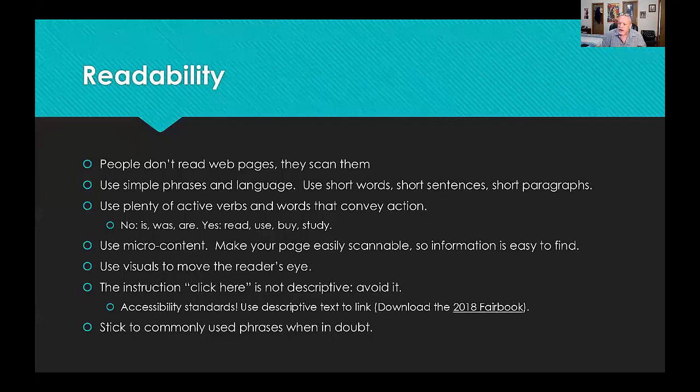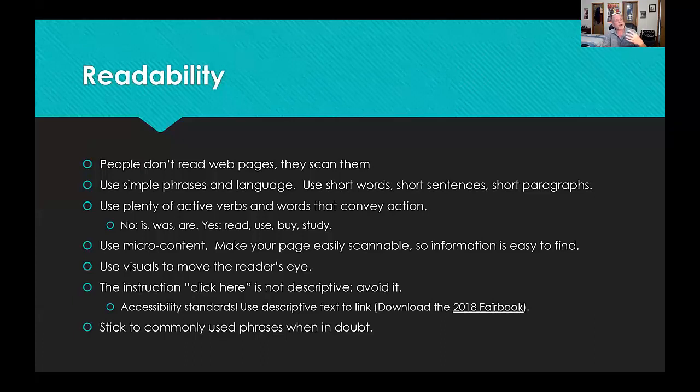The instruction click here as a linking text, just avoid it entirely for many, many different reasons. Accessibility standards would want you to use descriptive text, and just people in general are going to want you to use the descriptive text in your content to link to. My example here, you don't say click here to download the 2018 Fair Book, because click here in itself is meaningless. Instead, write download the 2018 Fair Book and use the descriptive phrase 2018 Fair Book to link from.